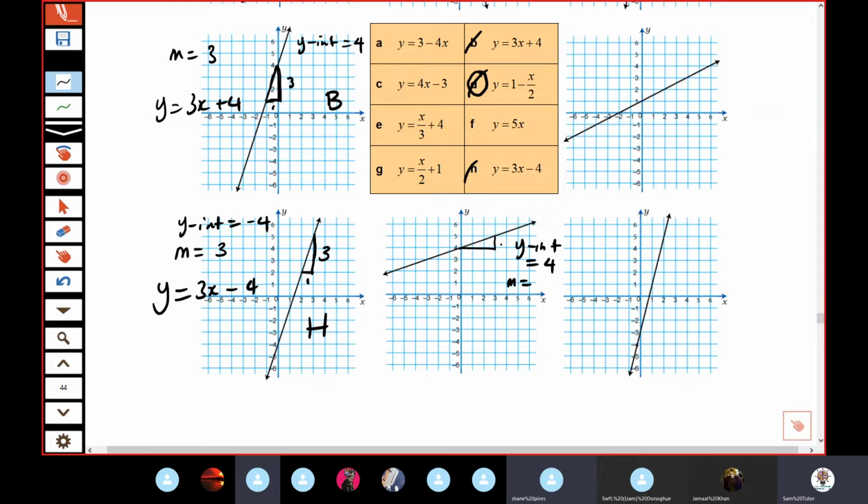Is it 4 upon 3? 1 over 3. There's a rise there, 1 over 3. And then what's your equation? y equals mx plus your y-intercept. So it's 1/3 x plus 4, which is E. Yep. Done.